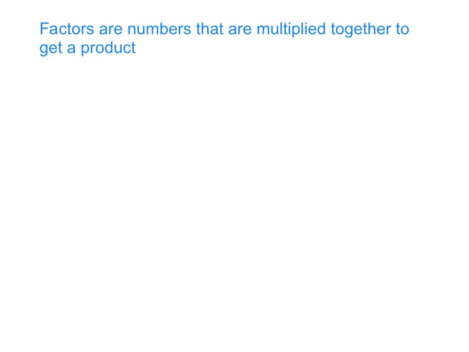One word you should know is called factors. Factors are numbers that are multiplied together to get a product. So for example, 4 times 3 are factors, because when I multiply these two together, I get a product, and the product would be 12. So 4 times 3 are factors, and 12 is a product.